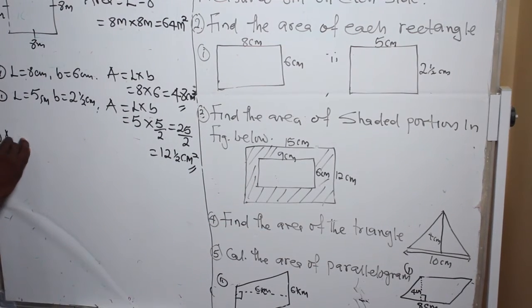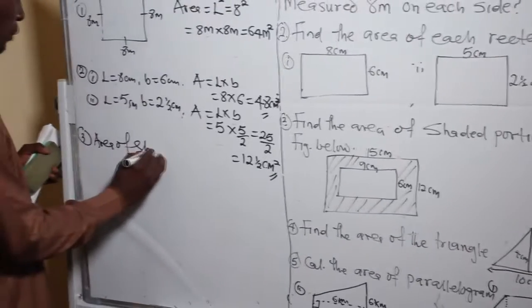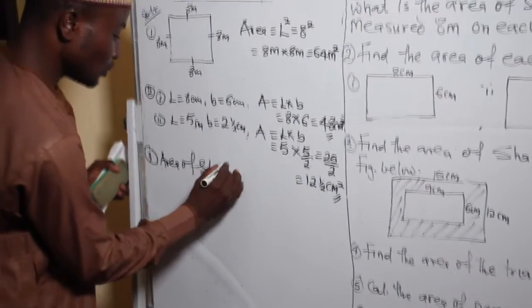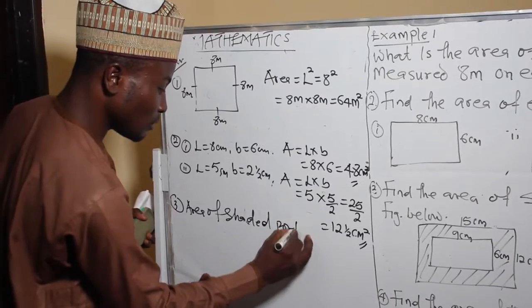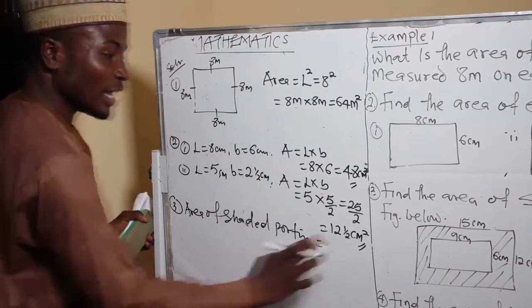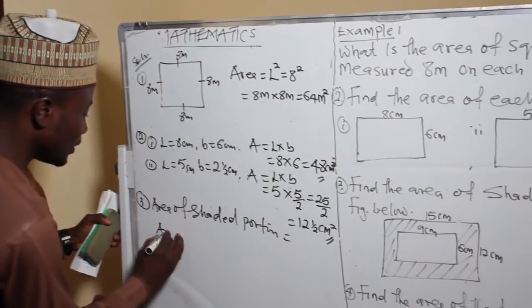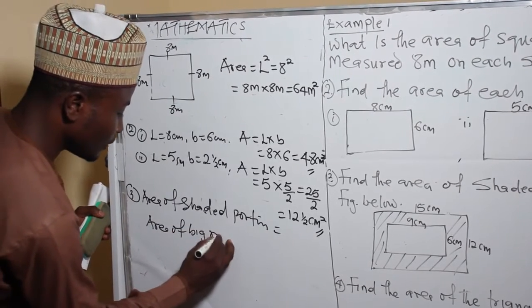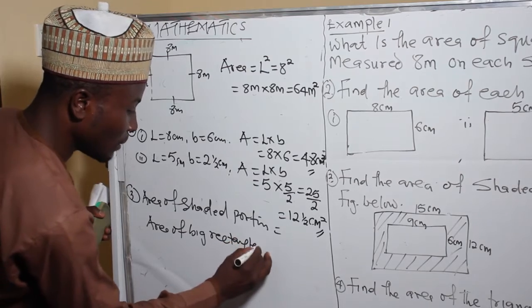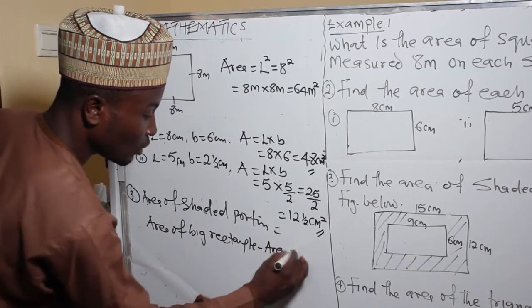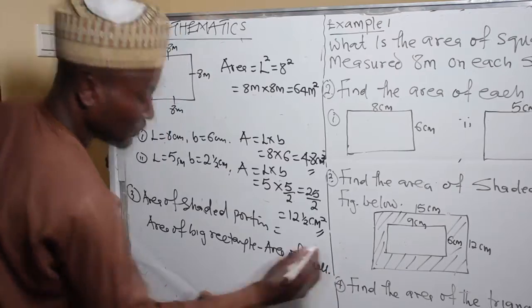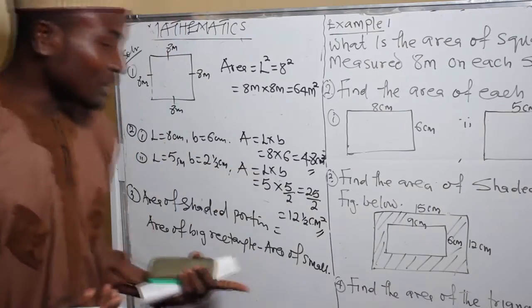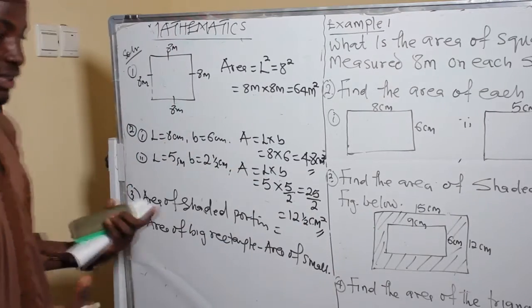So the area of the shaded portion will now be equal to the area of the big rectangle minus the area of the small rectangle. Now, what is going to be the area of the big rectangle? The same formula we applied there, which is length times breadth.